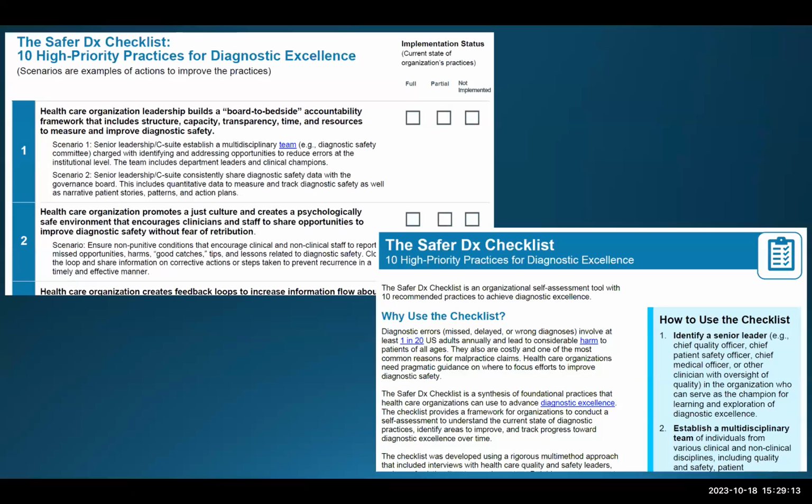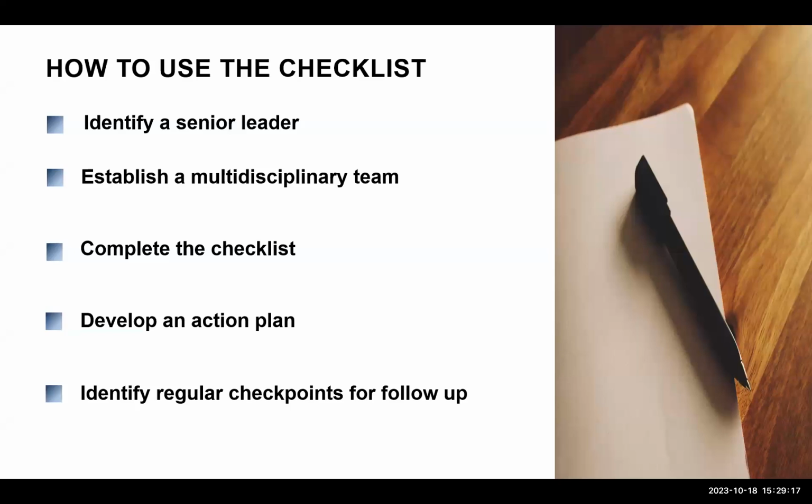So just quickly going to tell you, if you want to use this checklist, what you do. You identify a senior leader, because otherwise nothing will get done. You put a team together to get stuff done, to do the assessment, complete the checklist, but most importantly, you need to have an action plan.